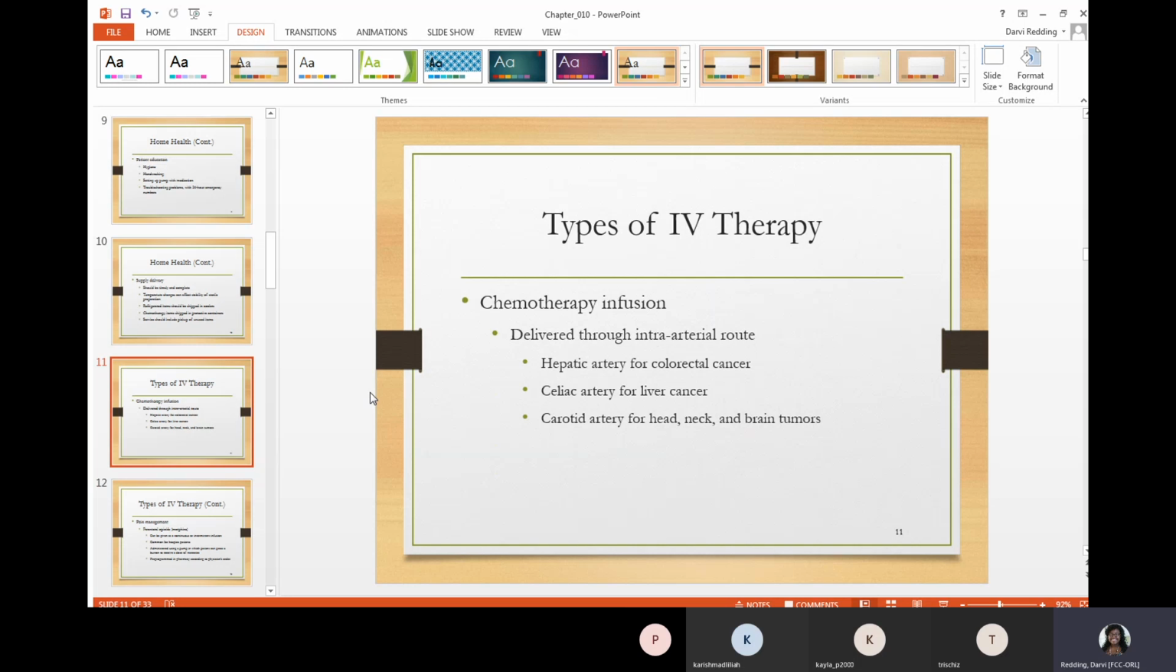Now, when it comes to the different types of IV therapy, one of the different types of IV therapy is chemotherapy infusion.